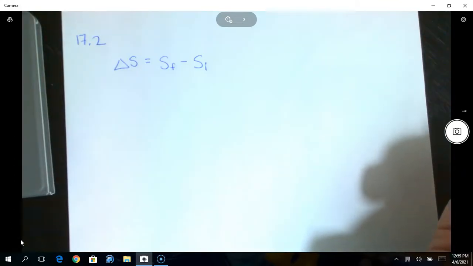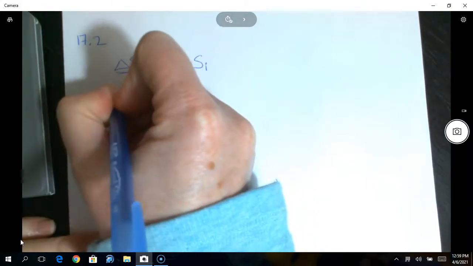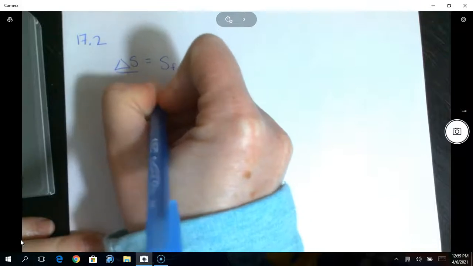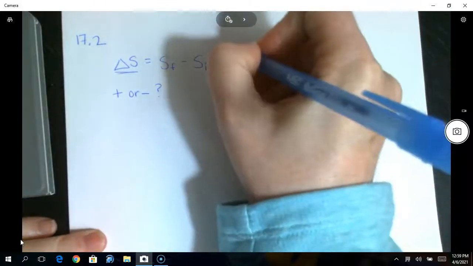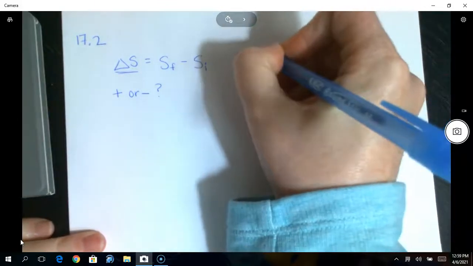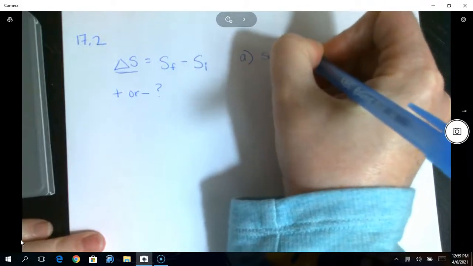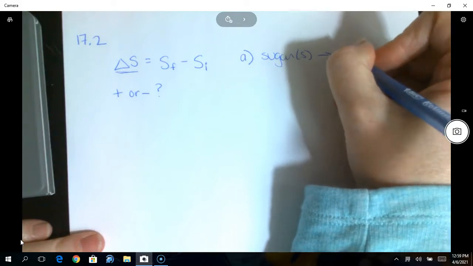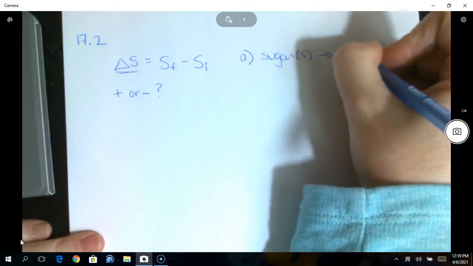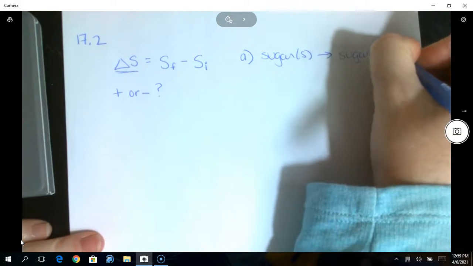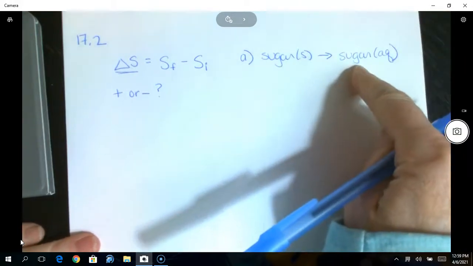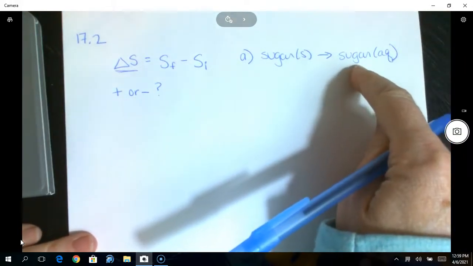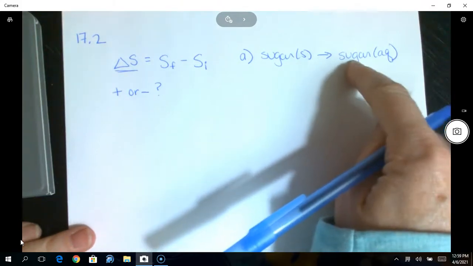For 17.2, we're going to be predicting entropy changes. So what we want to know is delta S. Is this going to be positive or negative? So in the first, or letter A, it's saying we have sugar solid converting to basically aqueous, right? So it's in water. We're going to put it in warm water, and sugar dissolves in warm water. If you've ever made hot tea, you've seen this.